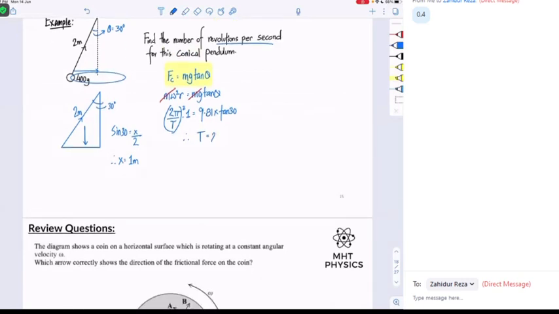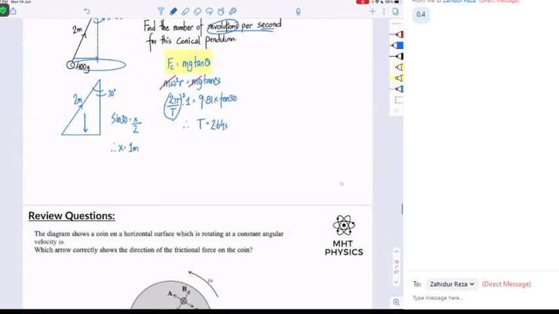Okay, 2.64. Correct me if this is wrong. So 2.64 is the time period. But I want to find revolutions per second, which is what? Frequency, right? So therefore, frequency equals 1 by time period. How much is that? 1 by 2.64. All right, 0.38 revolutions per second.